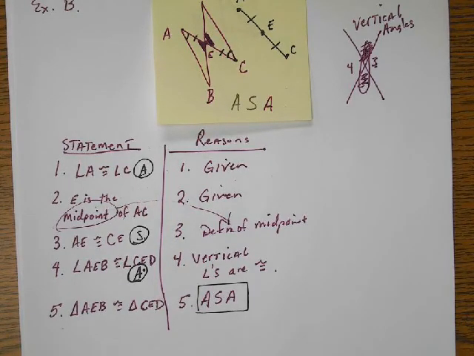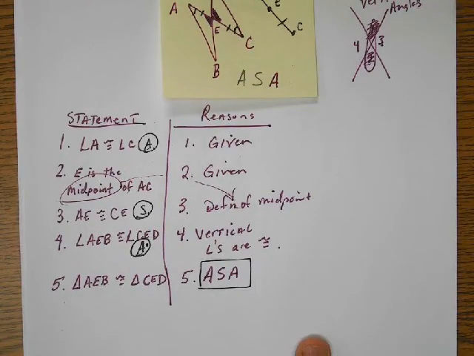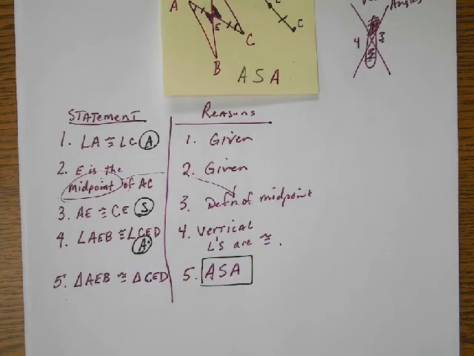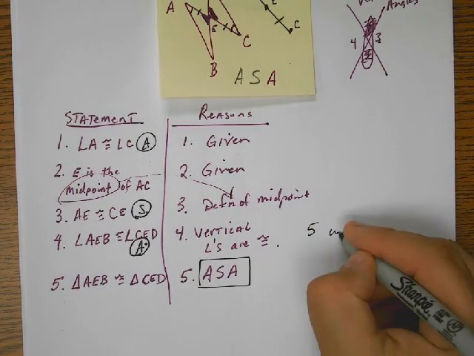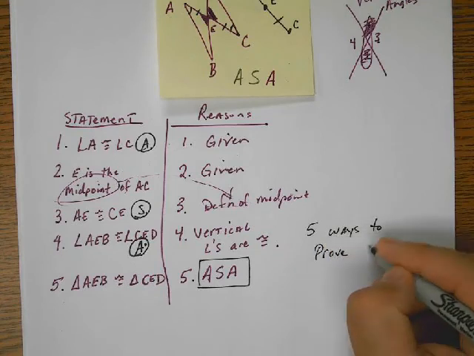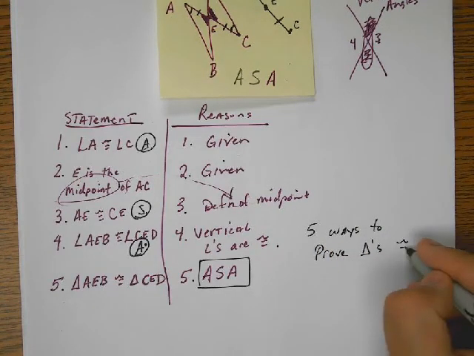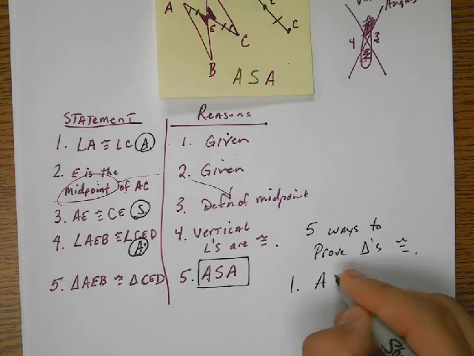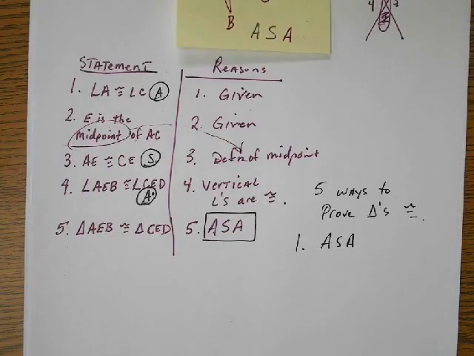All right, that's it for the day. No homework for tomorrow, but we'll catch up. By the time we get to Thanksgiving, watch this. We will have 5 ways to prove triangles congruent. Right now we have 1. So we're going to add 4 more to the ways to prove triangles congruent.